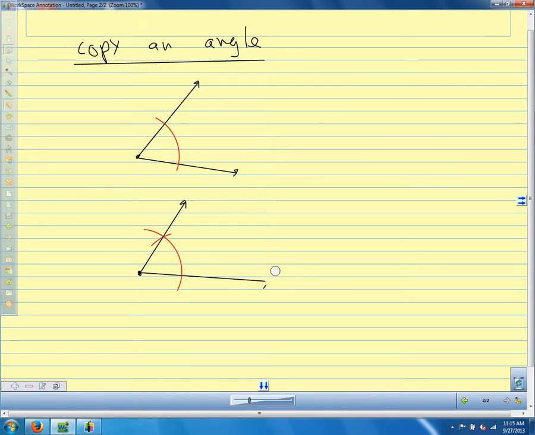This one's not, they get more complicated. This one's not too bad. So what we did here, this is kind of like copying the segment. We make this arc and we open our compass into the same opening. So let me do that one again.